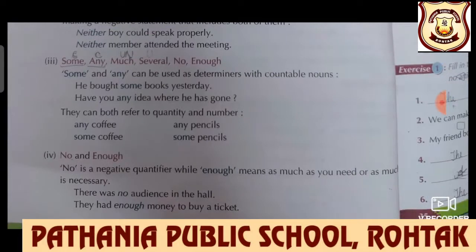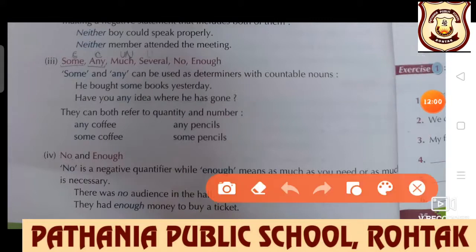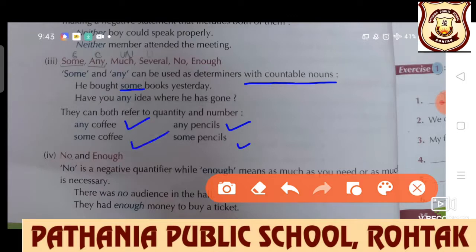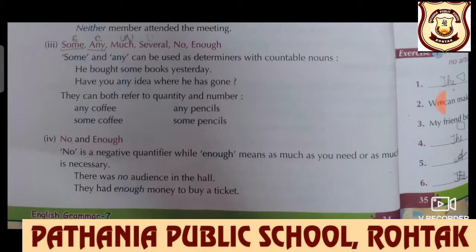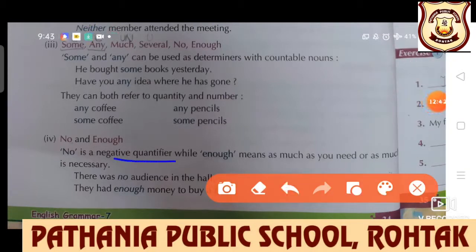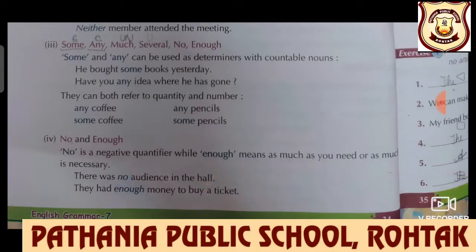Next we have some and any. They can be used as determiners with countable nouns. He bought some books. Of course, the books can be counted. Have you any idea where he has gone? They can both refer to quantity and number: any pencil, some pencil, any coffee, some coffee. Any and some are used as determiners with countable nouns. Next is no and enough. No means negative quantifier, while enough means as much as you need or as much as is necessary. There was no audience, total negativity. They had enough money to buy. Positivity is there, and enough itself means sufficient quantity.